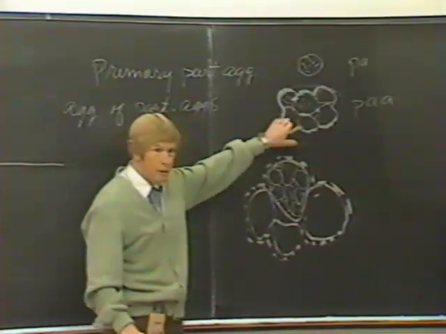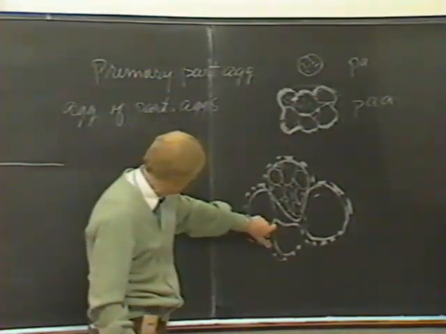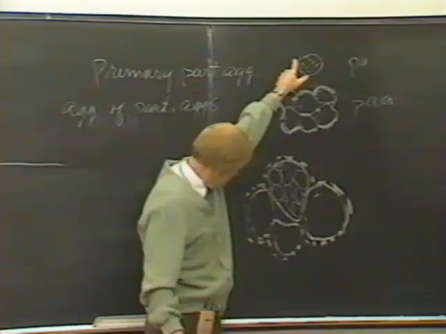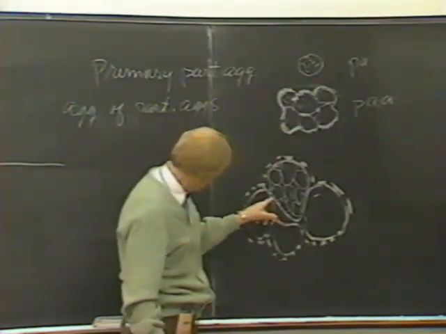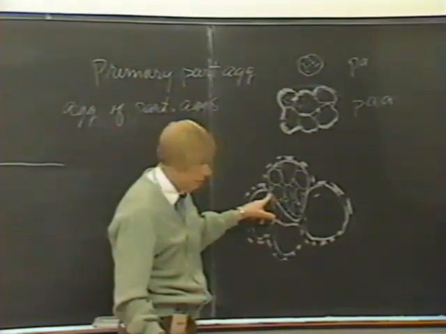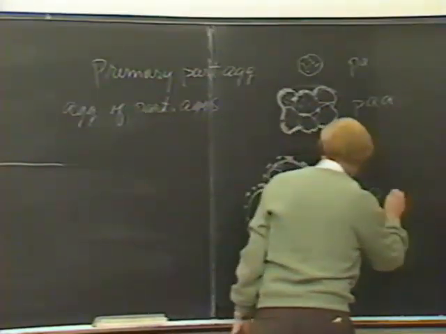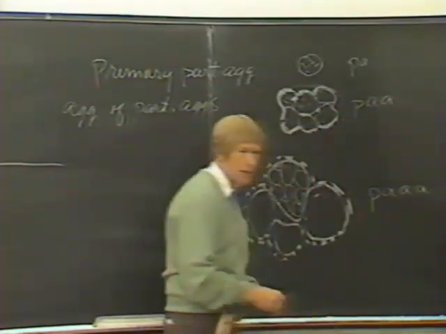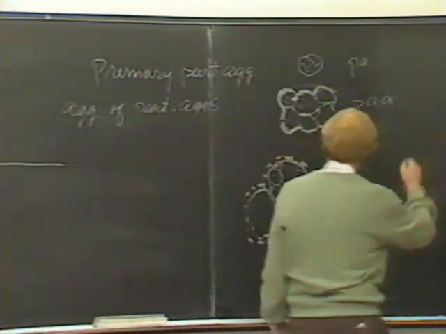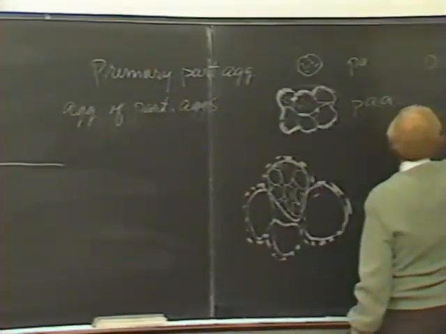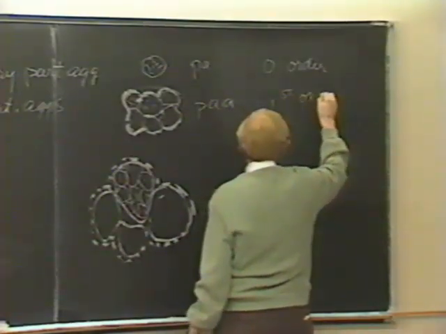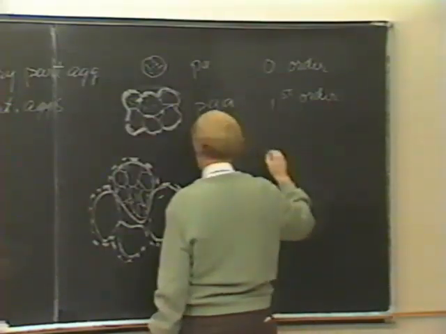In order to save ourselves some confusion, let's call this a 0 order and this a 1st order, or a primary particle aggregate, and this is a 2nd order aggregate. Okay, so with this kind of an idealized, if you like, model.